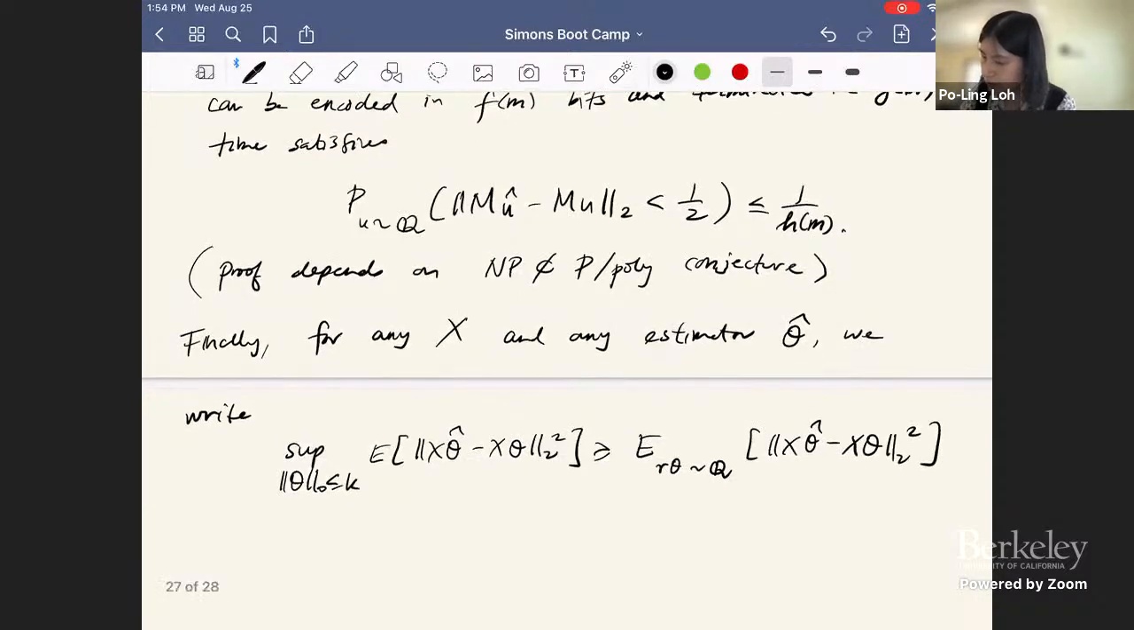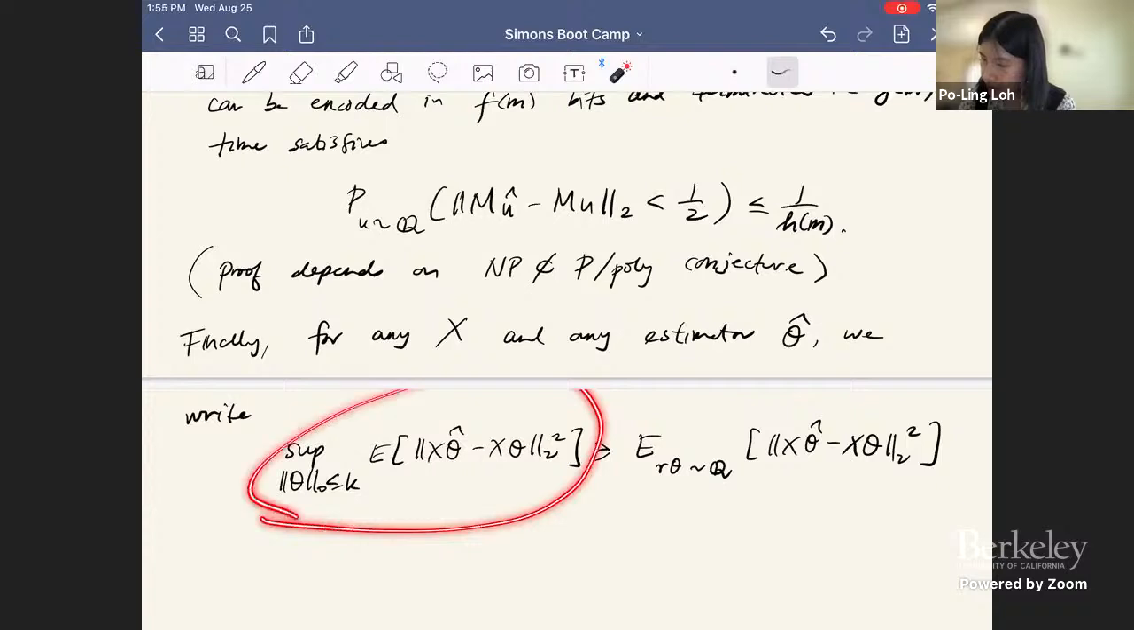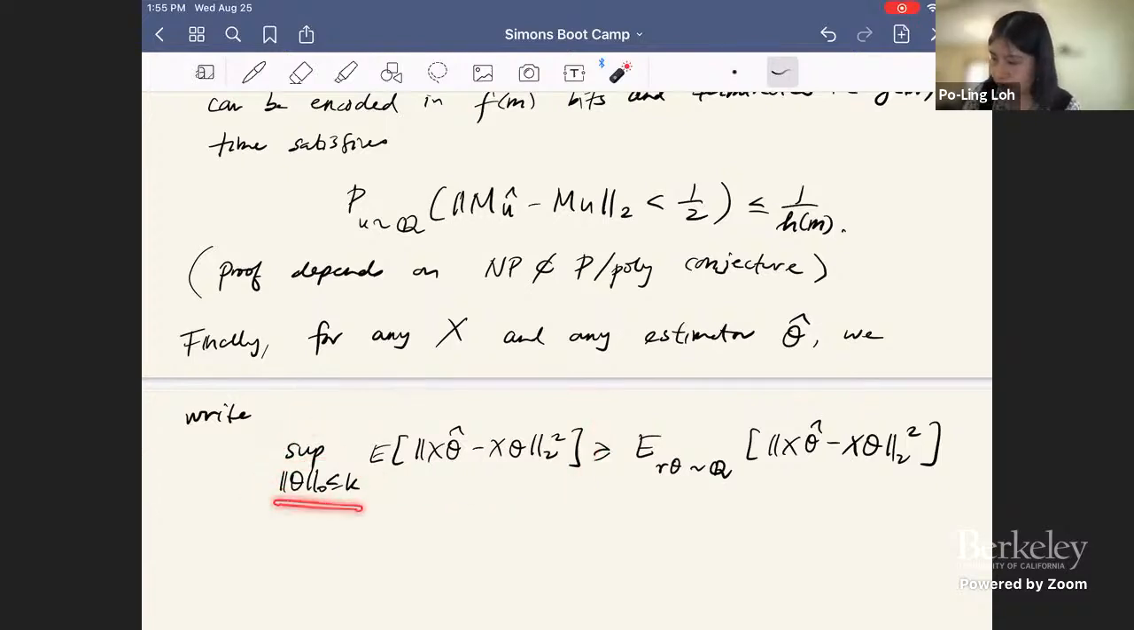Okay, so maybe I should say that this is sort of a double expectation. On the left-hand side, we're looking at a supremum over all possible choices of theta. And here we're saying that the supremum is lower bounded by an average. And in the average, we're drawing theta randomly from an ensemble. And then there's also the original expectation, which was over the generation of the response vector y, which leads to randomness in theta hat. So this is a double expectation, but we're really bounding the supremum by an average.